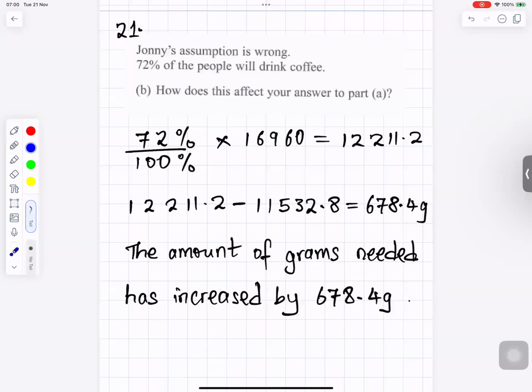Now they tell you there's going to be more people drinking that coffee. Instead of 68%, there's 72% drinking the coffee. So it's 72 over 100 times the same number there. And then you get 12,211.2. If you subtract them, the big number minus the small number from above, you get 678.4. So the amount of gram needed has increased because there's more people drinking the coffee.